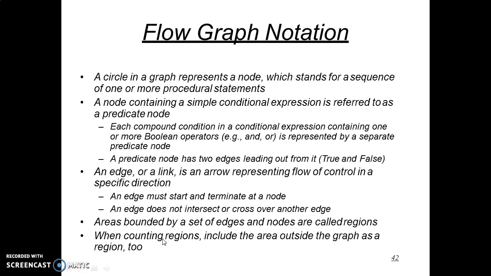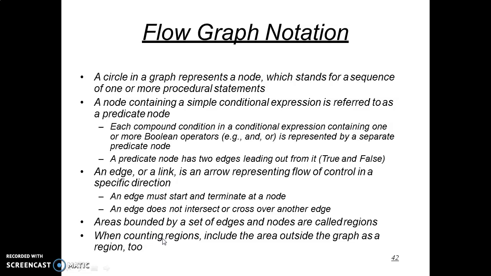So let us understand flow graph notation. To find the basis path, we have to understand the flow graph notation. A circle in a graph represents a node, which stands for a sequence of one or more procedural statements. It is like a flow chart, but we have a different notation in a flow graph.